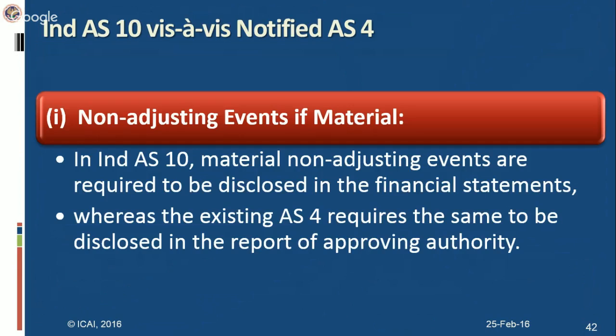In Ind AS 10, material non-adjusting events are required to be disclosed in the financial statements, whereas existing AS 4 requires the same to be disclosed in the report of the approving authority, that is, in the report of the board of directors. You might be knowing that AS 4 says that all the non-adjusting events for which you're not doing any adjustment in your financial statements, these are events occurring after the balance sheet date, then you have to make a disclosure of this in the report of the directors. But Ind AS 10 specifically requires all these material non-adjusting events to be disclosed in the financial statements itself. So this is a major difference.